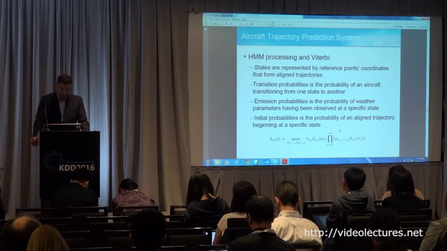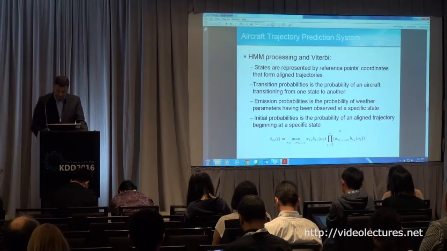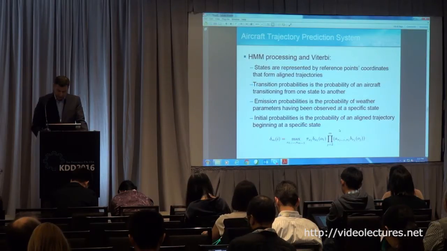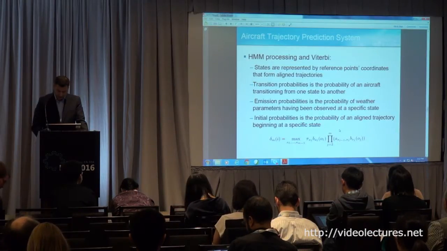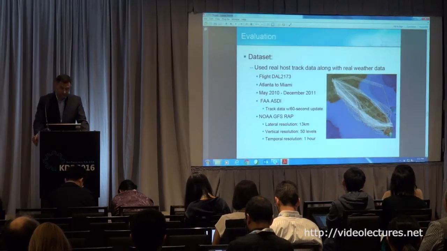And of course, the initial probabilities is the probability of an aligned trajectory beginning at a specific state. And as you can see on the formula, we're all aware that it just tries to maximize the probability distribution by adding a new segment to the predicted trajectory. Now let's briefly talk about the evaluation.